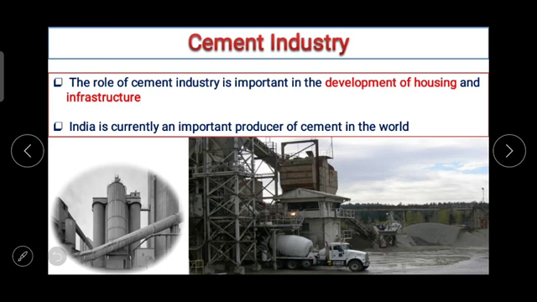So the role of the cement industry is important in the development of housing and infrastructure. Nowadays roads are also of cement. अगर आपने कई जगहों पे रोड्स का कंस्ट्रक्शन देखा होगा तो बहुत जगहों पे सीमेंट के रोड बन रहे हैं. The industry is one of the most technologically advanced, and India is currently an important producer of cement in the world.